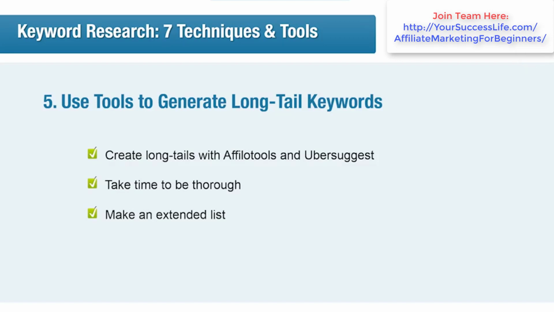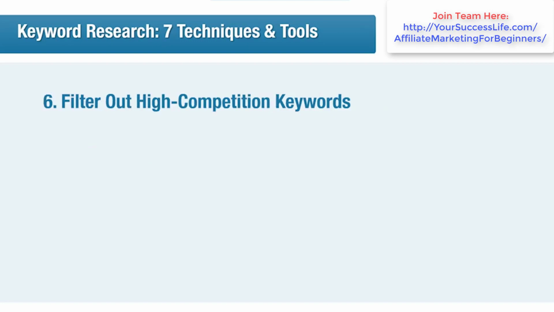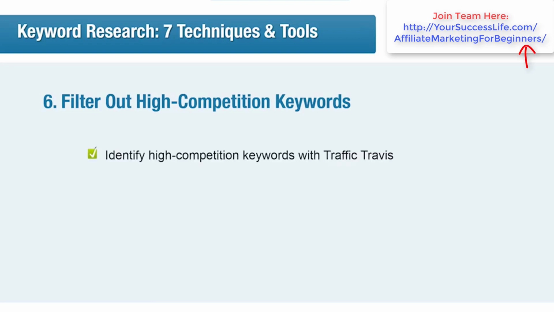So, out of that multitude, which ones do you really want to use? Well, this is where the filtering process comes in. We've expanded our list further and further to get the best scope possible, and now it's time to refine for true quality. With Traffic Travis, it's easy to determine the search competition for any given keyword.